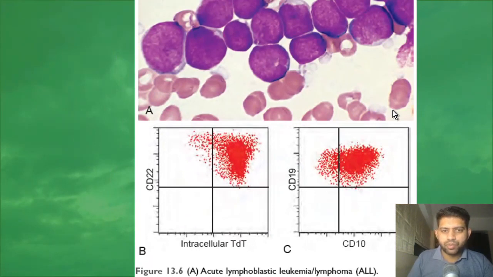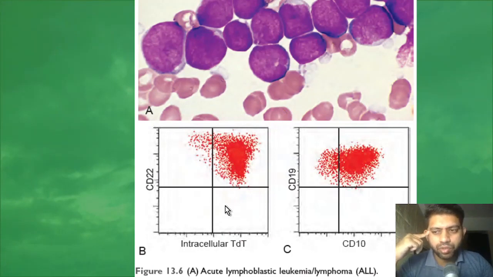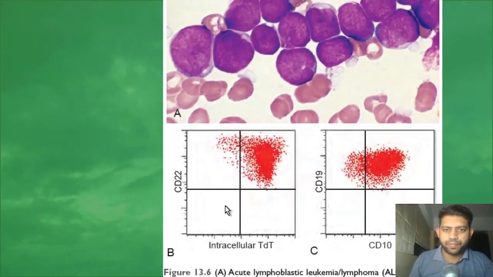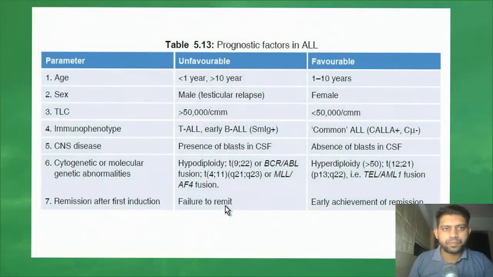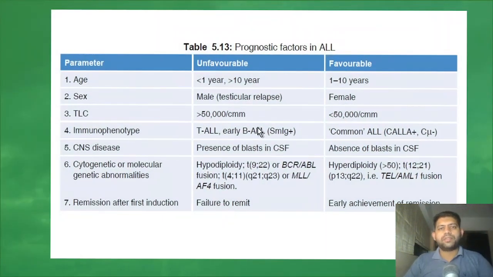This chart just shows the immunological markers. These are commonly used in the diagnosis. Like, these are CD22, TdT positive, CD19, CD10 positive.